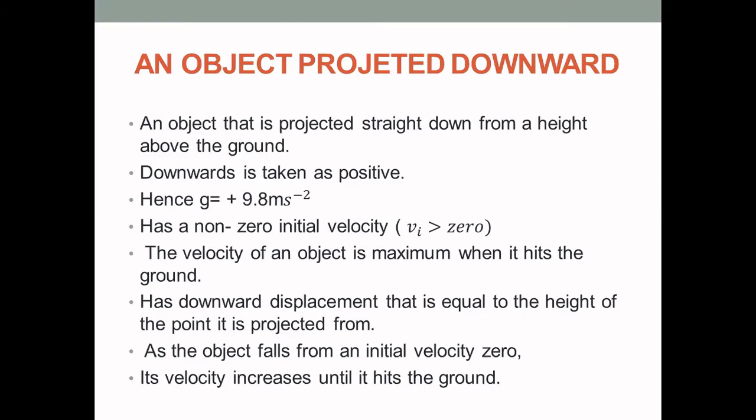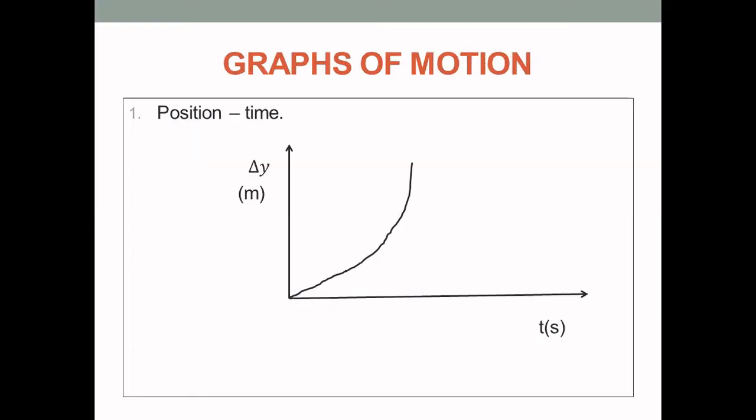The velocity of the object is maximum when the object hits the ground, as the downward displacement is equal to the height of the point it is projected from. As the object falls from an initial velocity of 0, its velocity increases until it hits the ground, because the object is moving in the direction of gravity, which means it's going to speed up. Let's consider the graphs of motion.